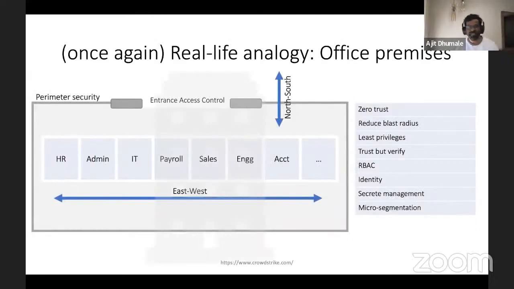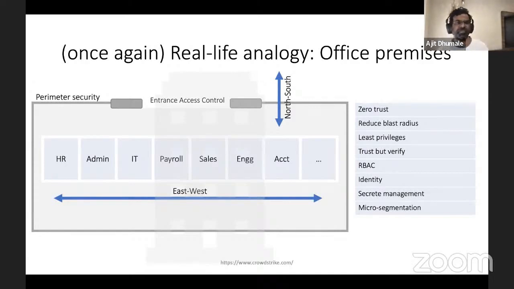So now let's try to correlate this with a real life analogy outside software applications. Let's say we are talking about office premises and what kind of security we would be interested in looking at. First and foremost, we will definitely like to make sure that not anybody and everybody in this world can come into our office. We don't want anybody and everybody to have access to our office facilities, our office data, our office server rooms, and things like that.